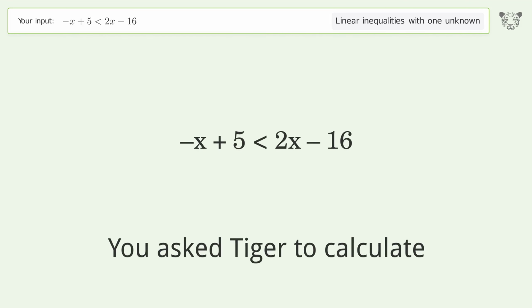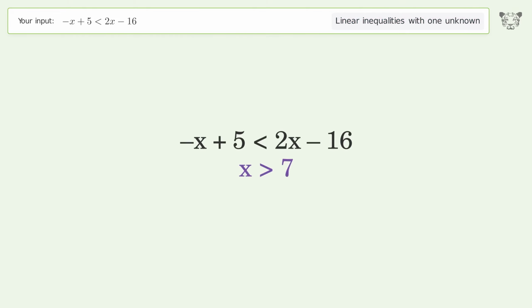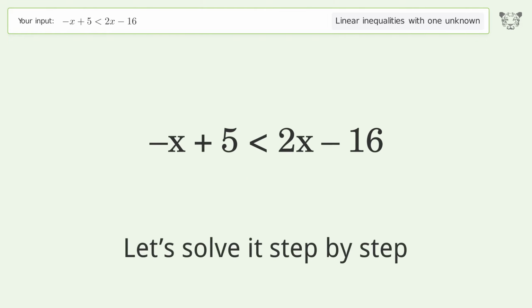You ask Tiger to calculate. This deals with linear inequalities with one unknown. The final result is x greater than 7. Let's solve it step by step.